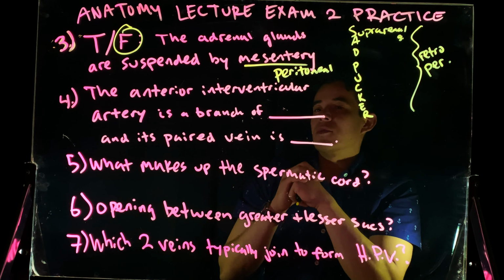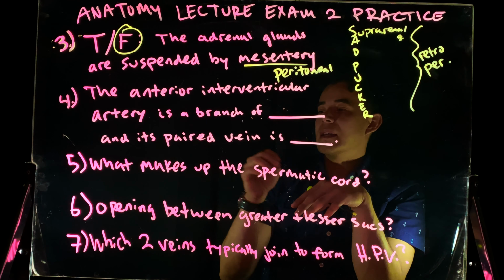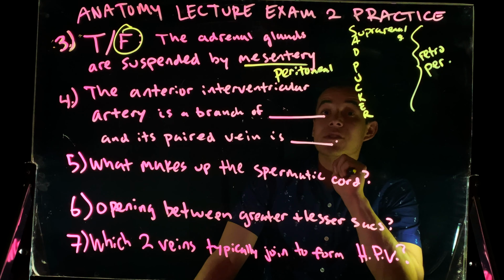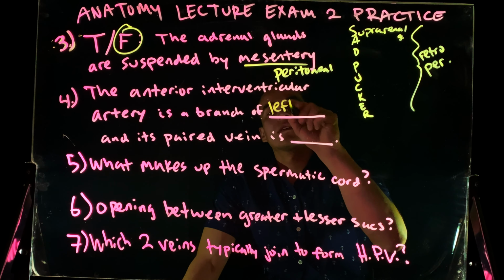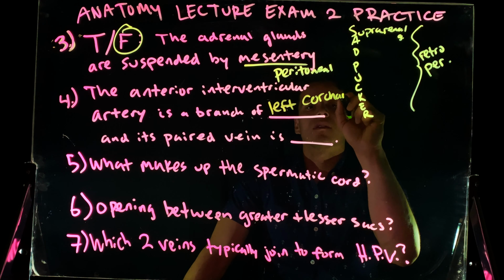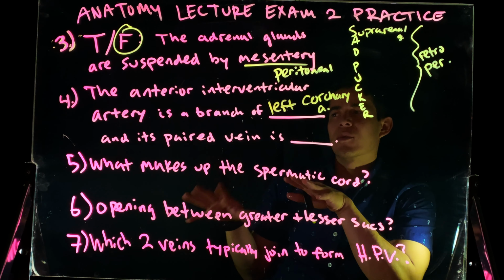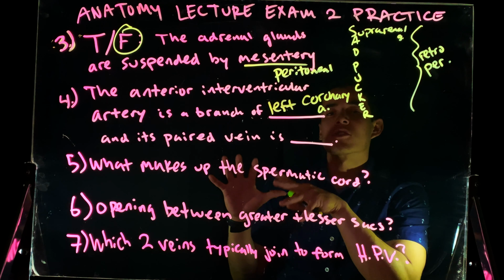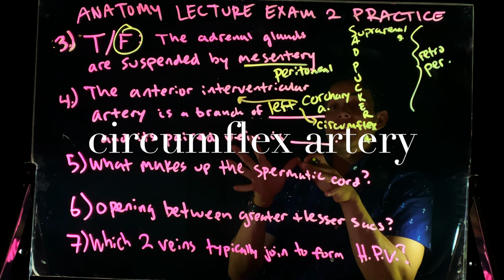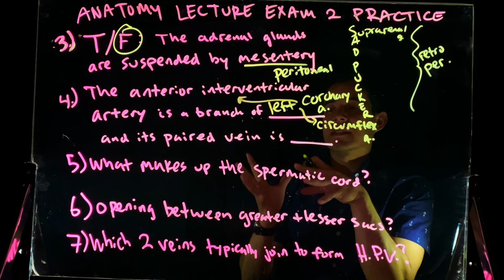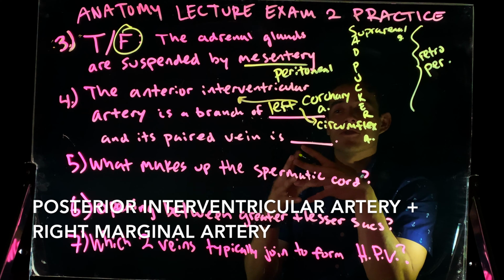The next one, the anterior interventricular artery is a branch of the blank, and its paired vein is the blank. Our anterior interventricular artery is going to come off of which branch? Yeah, so it's going to come off of our left coronary artery. What else comes off of my left coronary artery? We have our anterior interventricular artery as well as our circumflex artery. And then we know my right coronary artery is going to split into a, what do you guys think? Yeah, it's going to split into a posterior interventricular artery as well as a right marginal artery, okay?